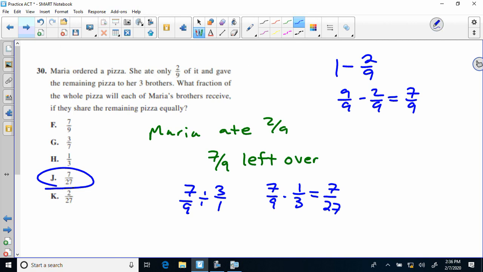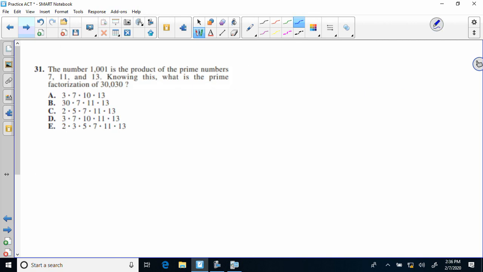And we have officially made it halfway through. Number 31. The number 1001 is the product of the prime numbers 7, 11, and 13. Knowing this, what is the prime factorization of 30,030? Well, the easy one to do is take off anything that's not prime. So it's a composite number. Remember, prime are numbers multiplied by themselves and 1.